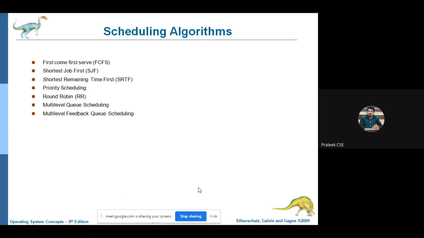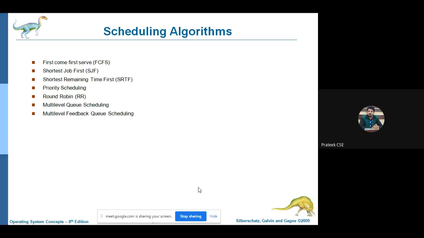Okay, good morning everyone. We are just discussing chapter number 5 of CPU scheduling, where we were discussing the various scheduling algorithms. We have already discussed first come, first serve, then shortest job first, and then shortest remaining time first, which is the preemptive version of SJF. And today we will focus on the next two scheduling algorithms.